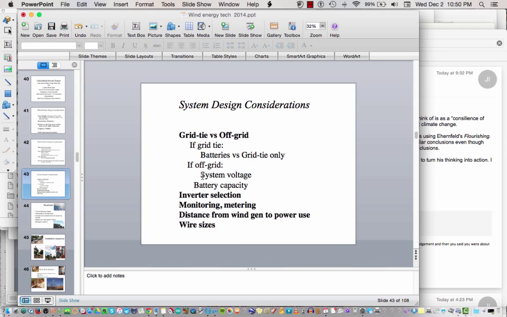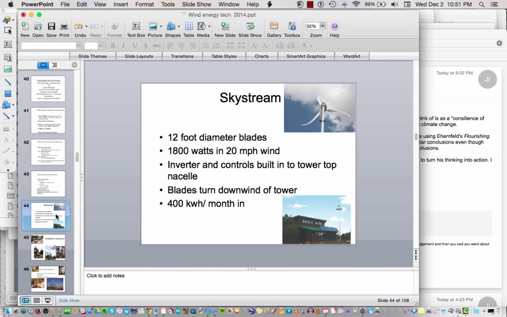If it's off grid, you have to look at what the system voltage is going to be. Is it going to be 12, 24, 48? What battery capacity do you need? What inverter do you need? What kind of monitoring and metering? What's the distance from the wind generator to the power use? What are the wire sizes you need? All those are things you would consider in the design of a system.